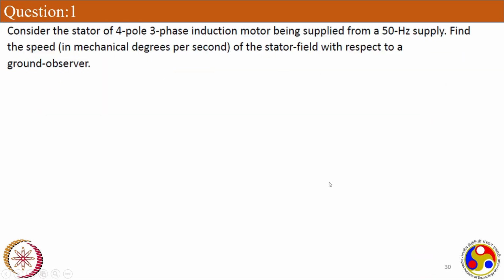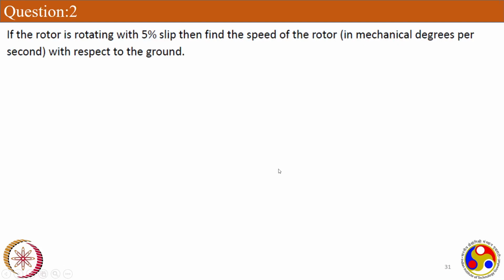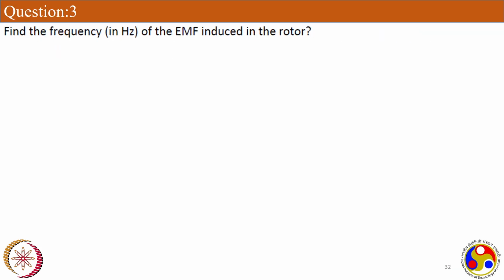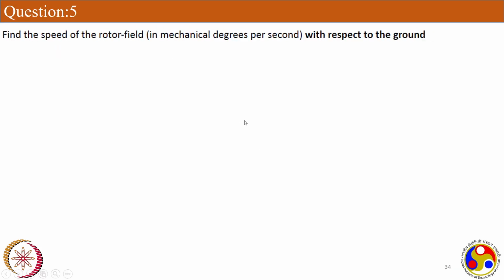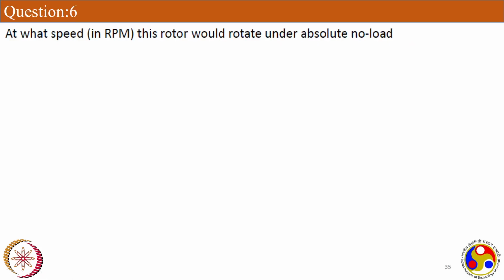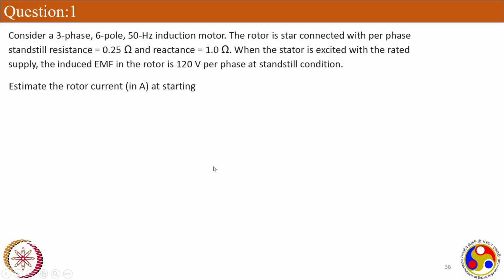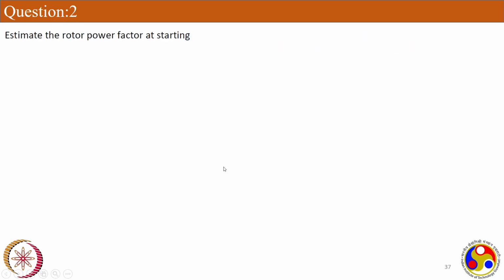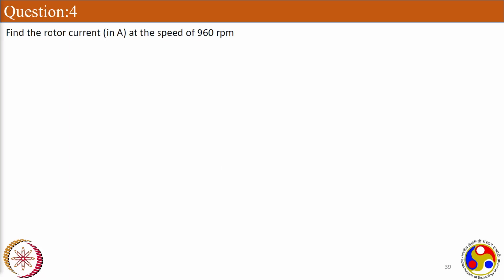Okay, fine. I think we are out of time now. Induction machine is a simple concept. It's only the speed of fields with respect to a stationary observer. Questions will be what is the speed of the rotor field with respect to ground, and such questions. And rotor current at starting, rotor power factor at the starting, torque at the starting. So these formulas I hope you remember.